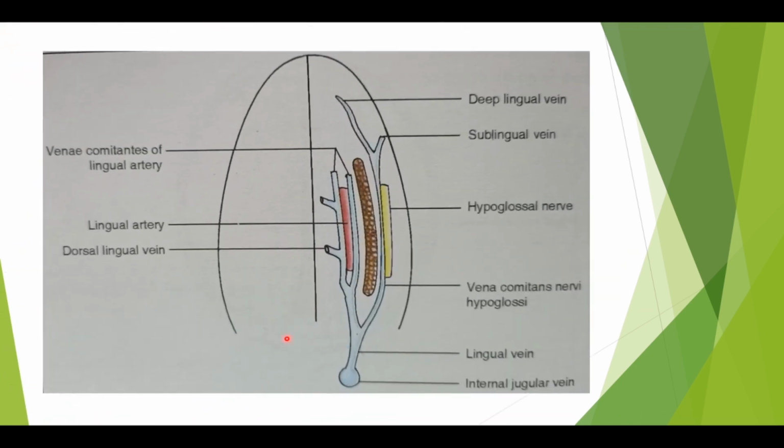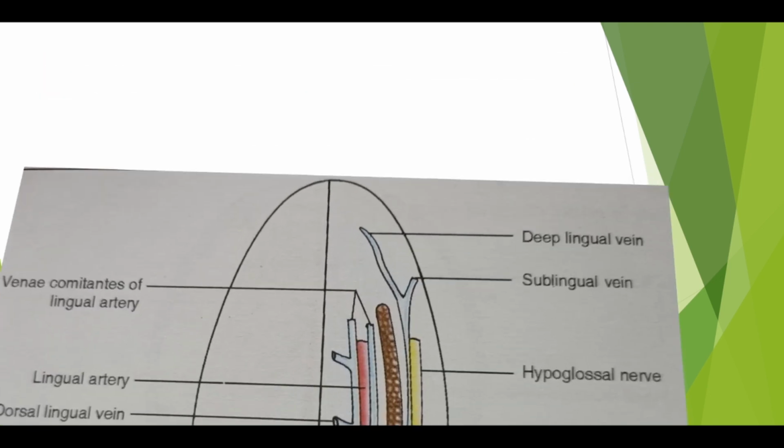See, this is again a diagram you can easily reproduce. Here is the dorsal lingual vein, the venae comitantes of the lingual artery. Then there is a sublingual and the deep lingual vein reaching up to the anterior end of the tongue. And they all drain into the lingual vein, finally ending up into the internal jugular vein.